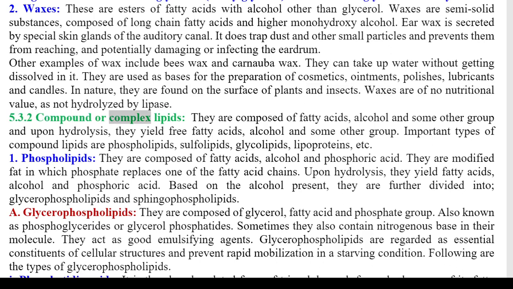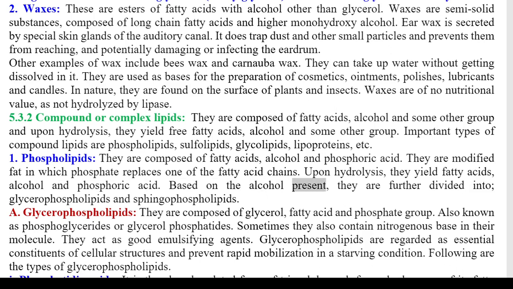5.3.2 Compound or complex lipids. They are composed of fatty acids, alcohol, and some other group, and upon hydrolysis, they yield free fatty acids, alcohol, and some other group. Important types of compound lipids are phospholipids, sulfolipids, glycolipids, lipoproteins, etc. 1. Phospholipids. They are composed of fatty acids, alcohol, and phosphoric acid. They are modified fat in which phosphate replaces one of the fatty acid chains. Upon hydrolysis, they yield fatty acids, alcohol, and phosphoric acid.